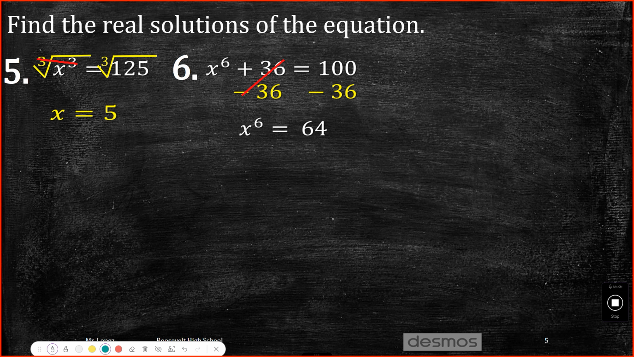Now how do I get the x by itself? What do we say? 6 rooted. X equals the 6th root of 64, and it will be plus or minus because of the even index. What number multiplied by itself 6 times is 64? The number is 2. Plus or minus 2.